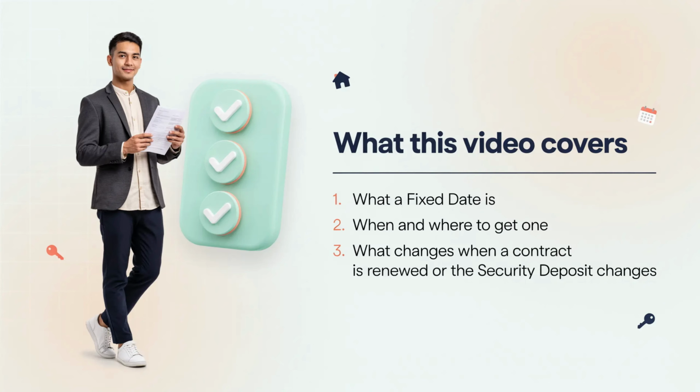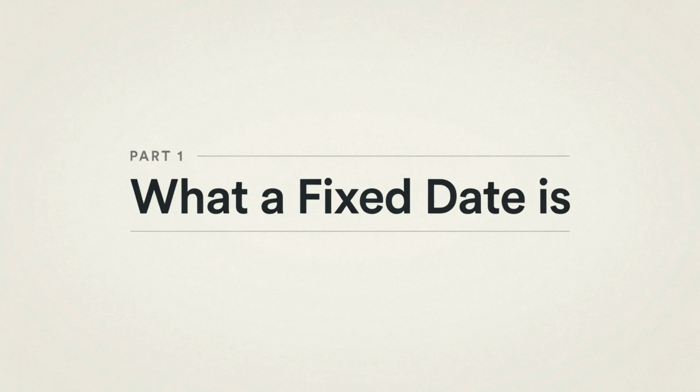First, what a fixed date is. Second, when and where to get one. Third, what changes when a contract is renewed or the deposit changes. Let us start with what a fixed date is.